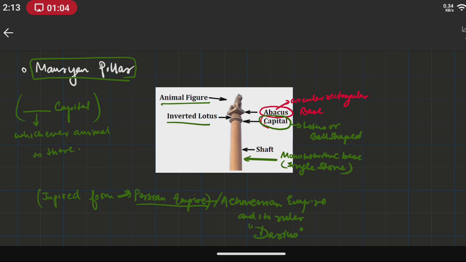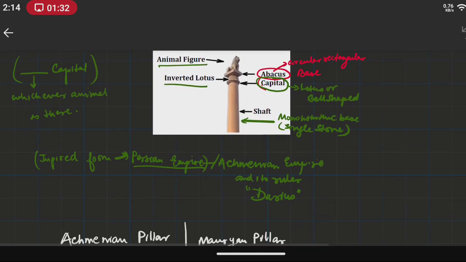Then you have the abacus, that is a circular or rectangular base. Then you have the capital, which is lotus or bell shaped, inverted lotus basically. Then there will be a shaft, which is monolithic, that is made up of a single stone.